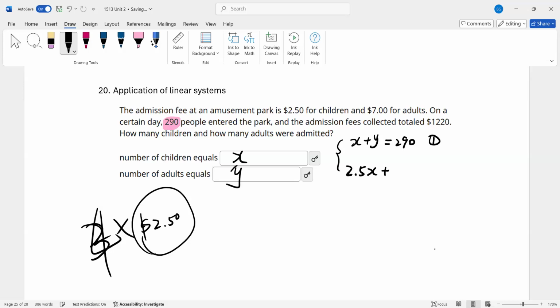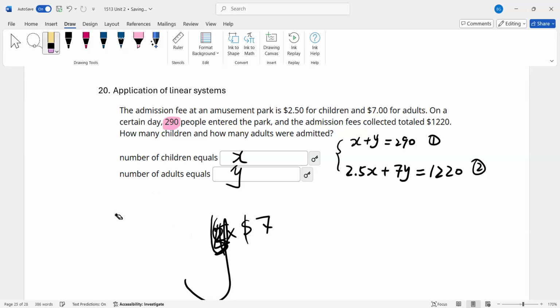2.5x. For adults, one adult, you collect $7. 2 adults, you times 2. 3 adults times 3. 4 adults times 4. 5 adults times 5. Now you have Y adults. So times y. So $7 times y. That's the total money you collected, right? And it's given $1,220. That's equation 2. Do you agree, guys?